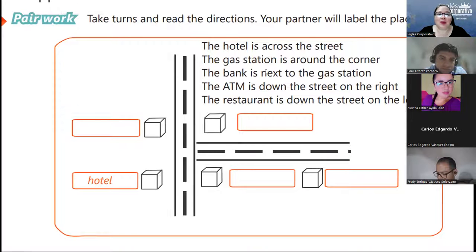Pero bueno, tenemos, por ejemplo, acá. The hotel is across the street. The gas station is around the corner. The bank is next to the gas station.